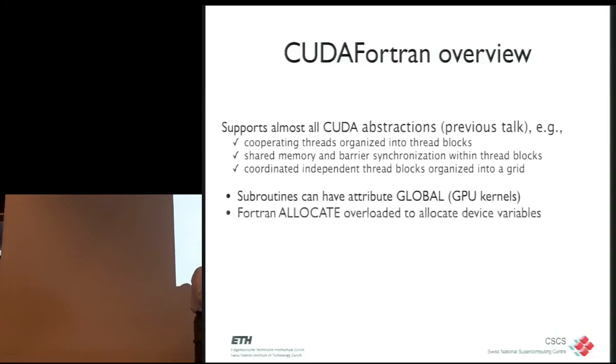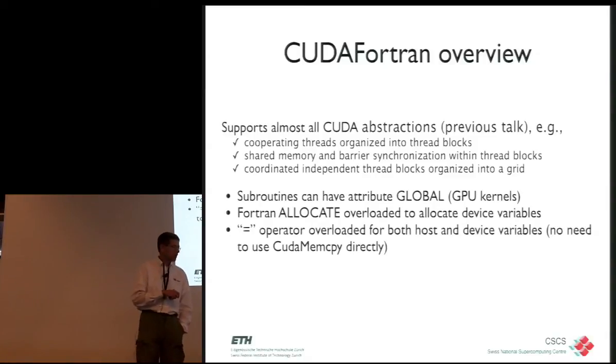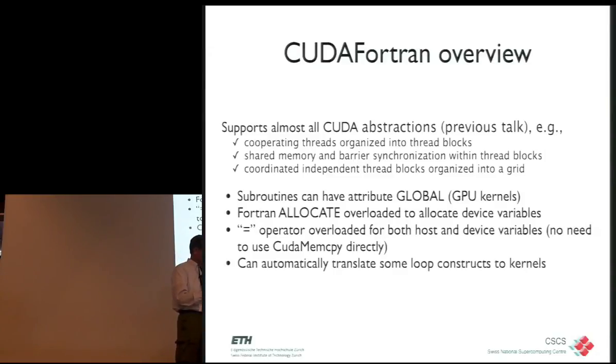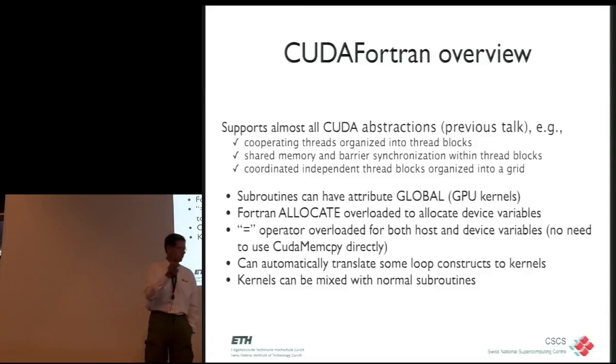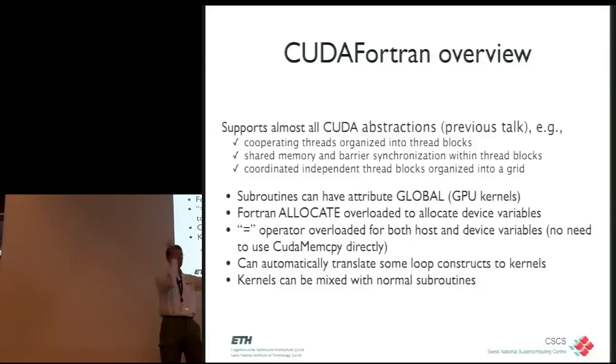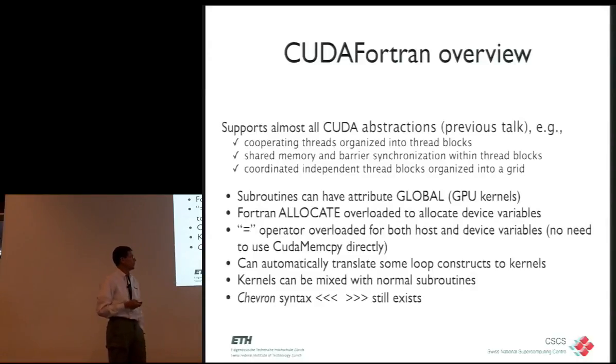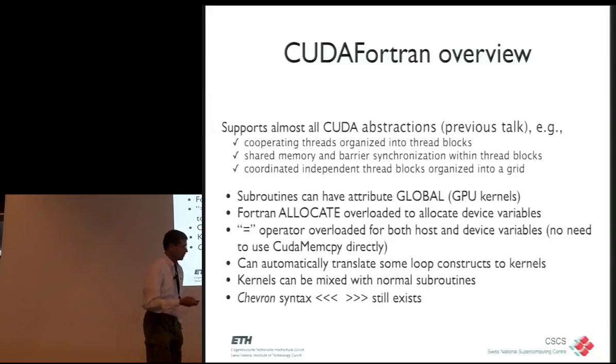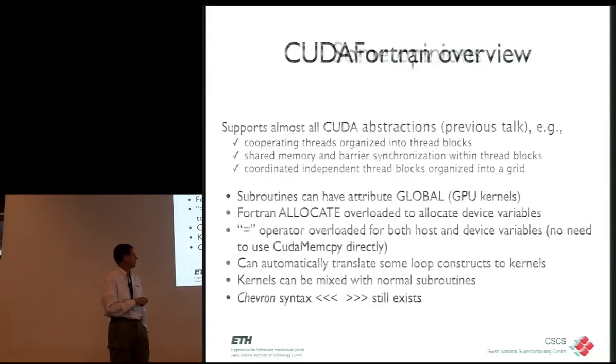Subroutines can have various attributes, for example, global, to make them GPU kernels. The allocate is overloaded to be able to allocate device variables, as is the equals operator in order to move data from the device to the host and back, instead of CUDA memcopy. It can also automatically translate some loop constructs to kernels, but I would avoid that, and the reasons for which will come in my next talk. And kernels can be mixed with normal subroutines. So you can have all your old Fortran code and then a couple of modules which include the kernels you want to run on the GPU. It's a very powerful feature in my mind. Chevron syntax still exists, in spite of the compiler developers' attempts to get rid of it; NVIDIA wanted to keep that.